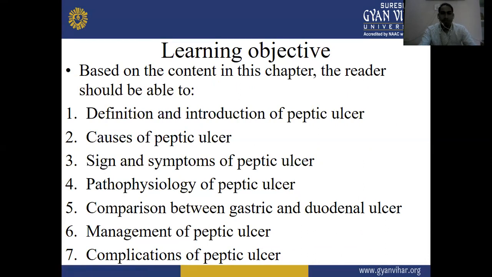The reader should be able to understand: first, the definition and introduction of peptic ulcer and causes of peptic ulcer; third, signs and symptoms of peptic ulcer; fourth, pathophysiology of peptic ulcer; fifth, comparison between gastric and duodenal ulcer; sixth, management of peptic ulcer; and the last objective is complications of peptic ulcers. During peptic ulcer disease, many types of complications are seen.